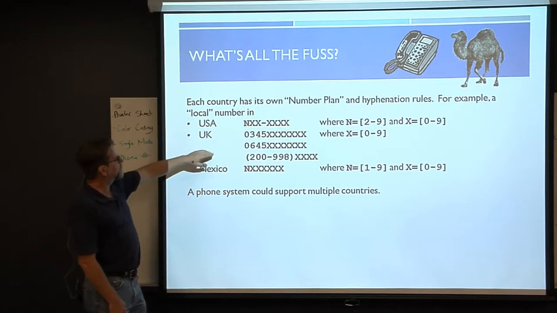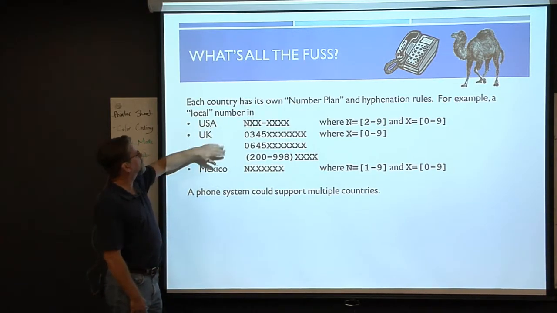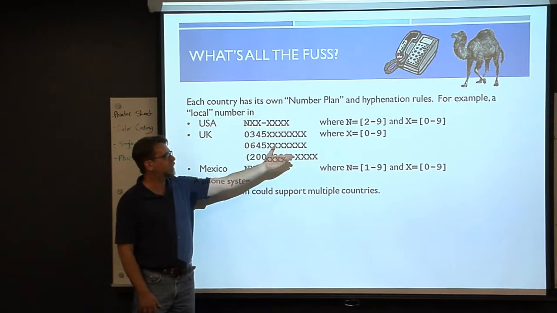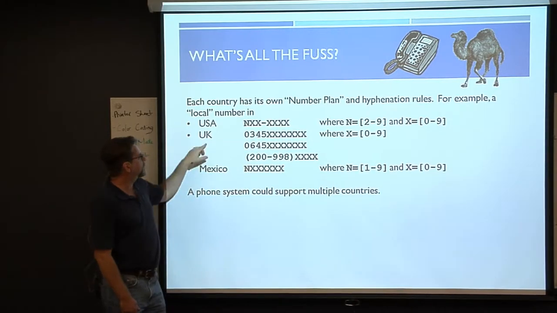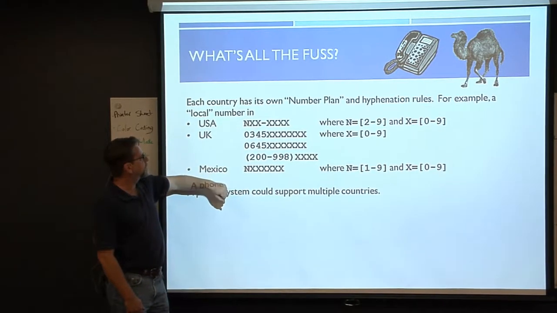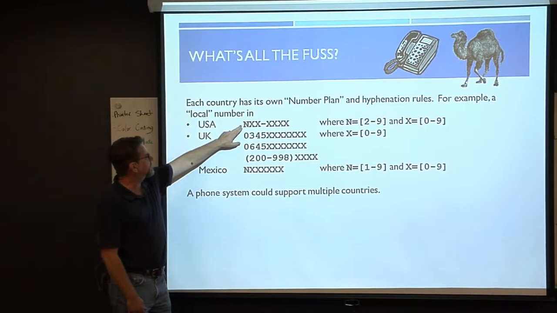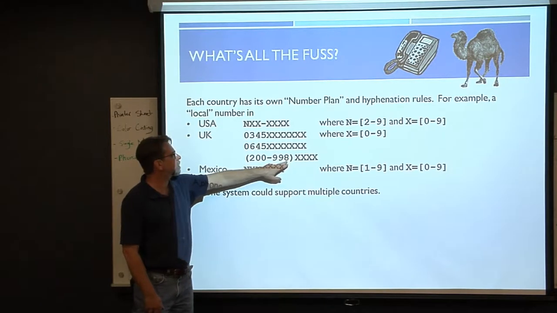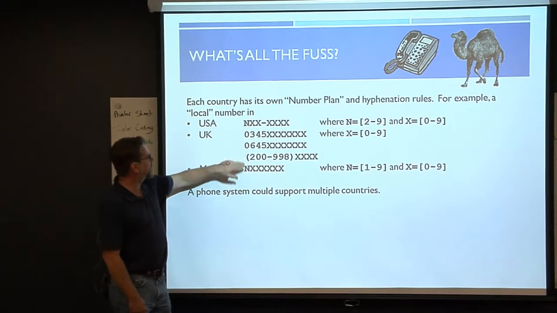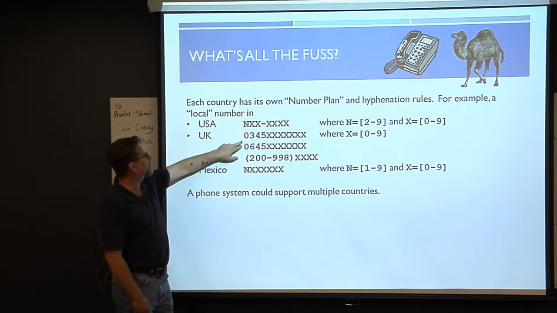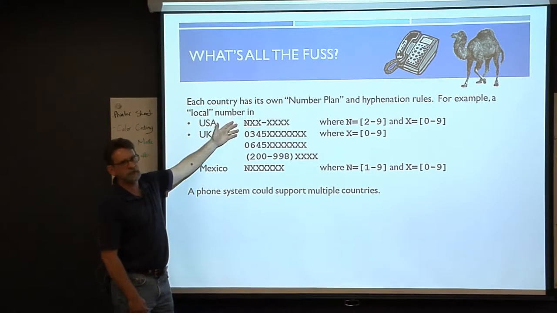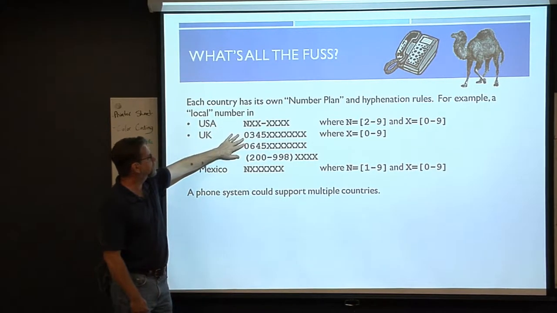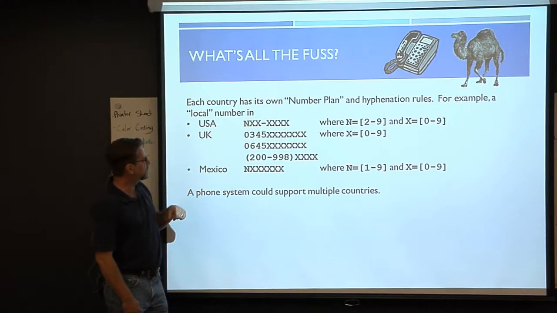But to compare, a local number in the United States is N and then 6 X's, where N is 2 to 9 and X is any digit. In the UK, they actually have 3 types of local numbers. This one is almost the same as this, only 999 is the one thing that's not allowed. Everything else is exactly the same. And I don't remember now exactly why these were special numbers, but these were considered to be local numbers.